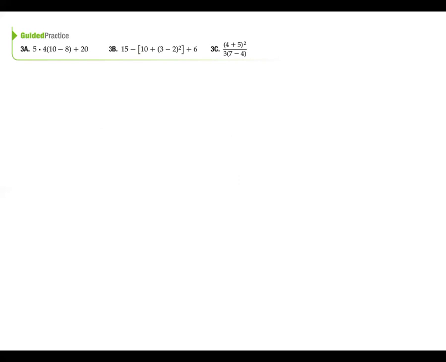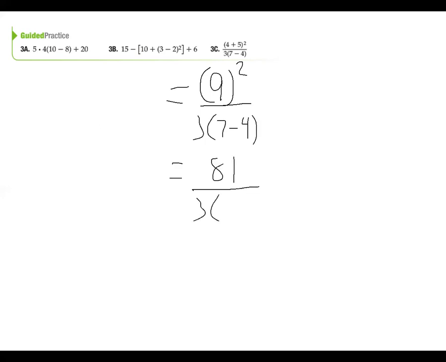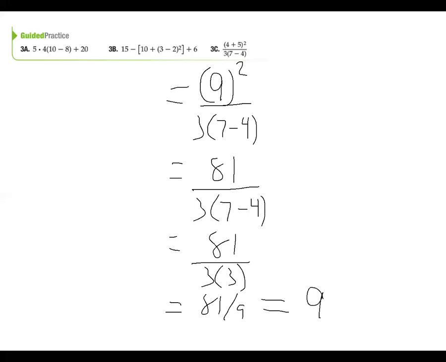Last one. You have a fraction bar with grouping symbols. So you just treat it as two separate problems, a numerator problem and a denominator problem. The numerator becomes 4 plus 5 is 9 squared over 3 times 7 minus 4. And then 9 squared is 81 over 3 times 7 minus 4. And then 7 minus 4 is 3. And then that becomes 81 over 9, which becomes 9 over 1, or just plain old 9. Now, if it doesn't reduce completely, just leave it as a fraction in lowest terms.